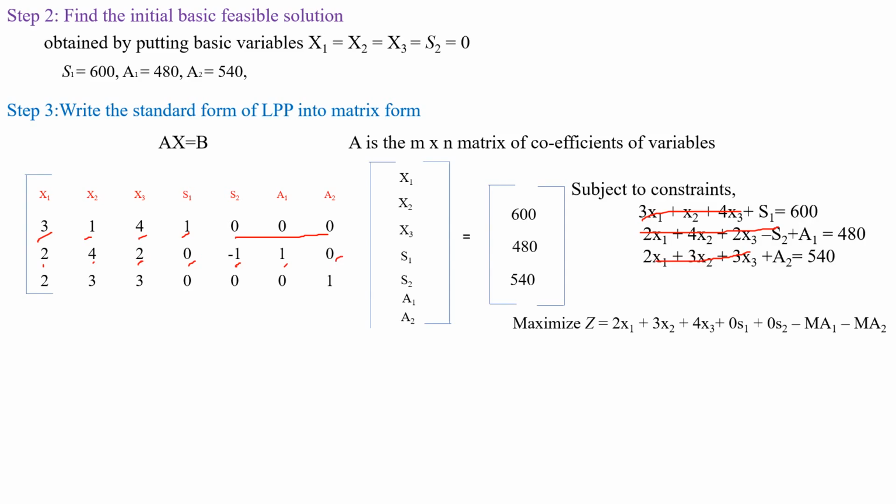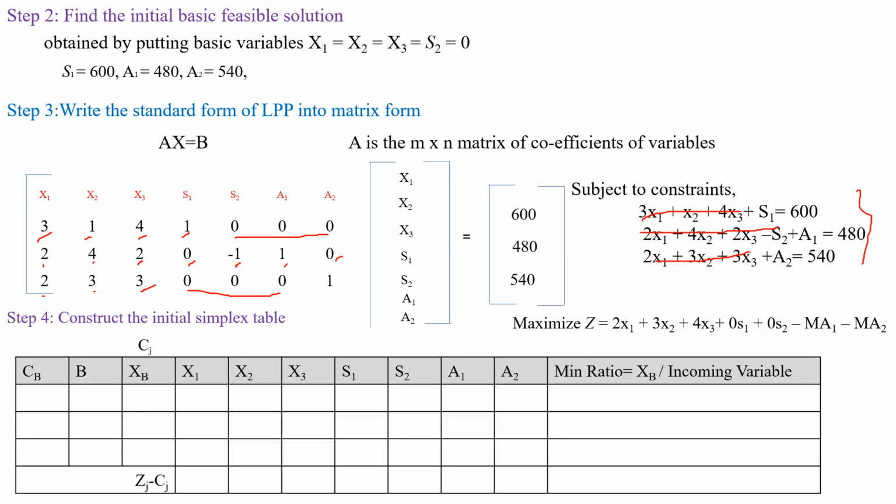Similarly, observe the third constraint equation. Here x1 coefficient is 2, x2 coefficient is 3, x3 coefficient is 3 and we do not have S1, S2 and A1, so their coefficients are 0 and A2 coefficient is 1. Next, X is the columnar matrix of all the variables, that is x1, x2, x3, S1, S2, A1 and A2, and B is the columnar matrix of the right hand side values in the constraint equations, that is 600, 480 and 540. Next step is to construct the initial simplex table.